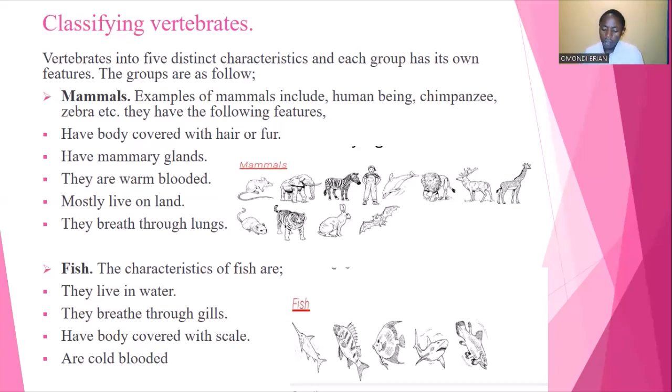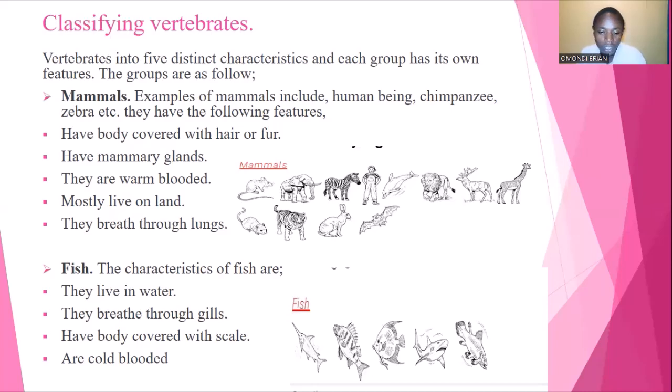When we talk of mammals, we have subgroups: those that live in water and those that live on land. Shark is a fish, but it's also a mammal. We have lion, tiger. Bat is a flying mammal. We also have egg-laying mammals like the spiny anteater.